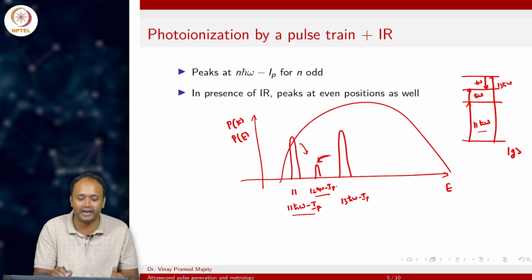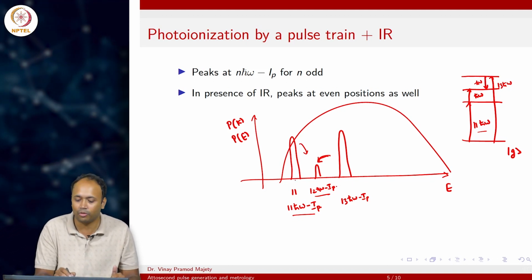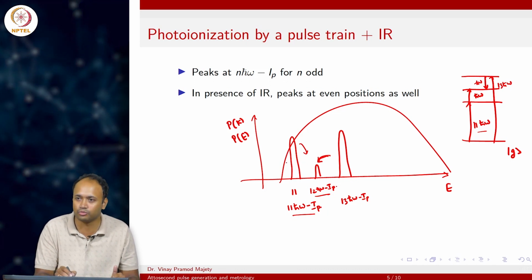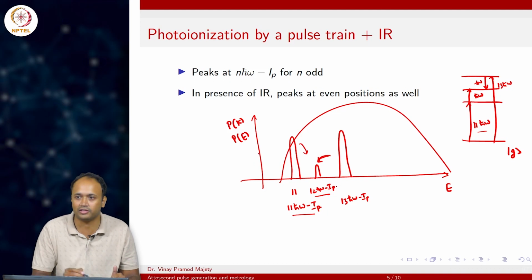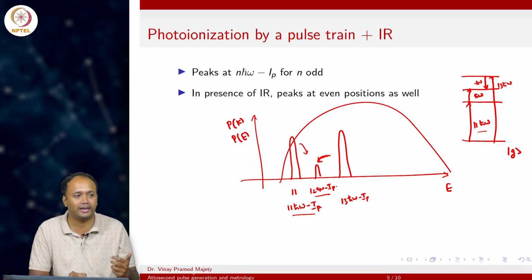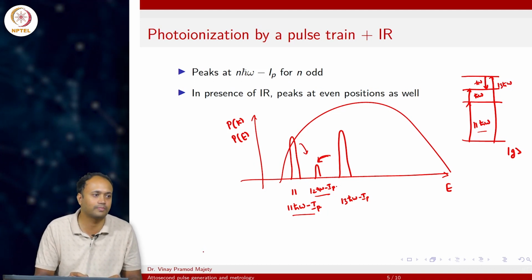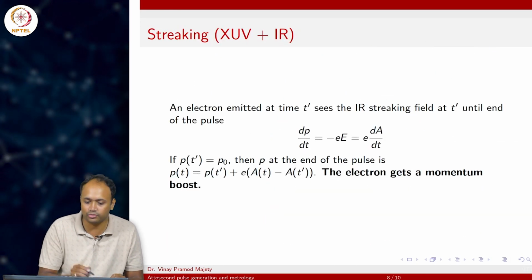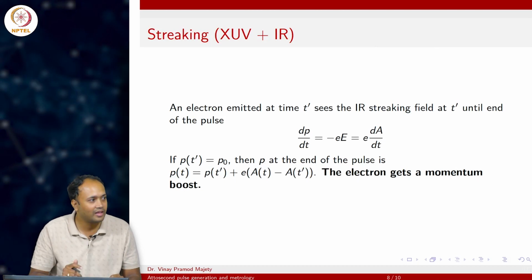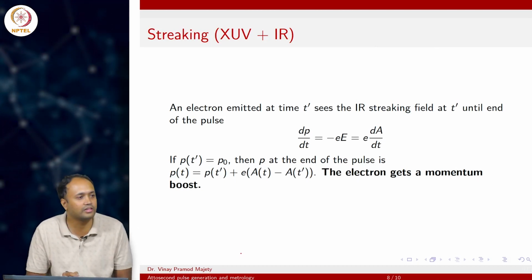Now I cannot create these side bands. There is no side band, or there is no empty region in which there was no photoelectron to start off. I have photoelectrons at all this energy range. So therefore I need a slightly different technique to be able to characterize the isolated attosecond pulses. And this technique is what is called streaking technique. And the principle of this streaking technique is as follows.